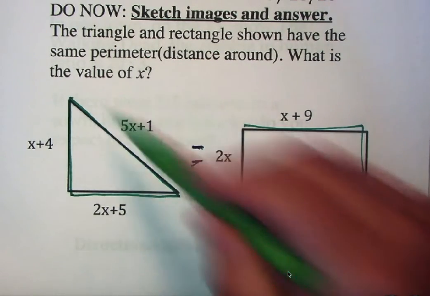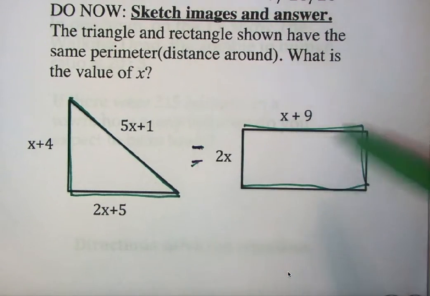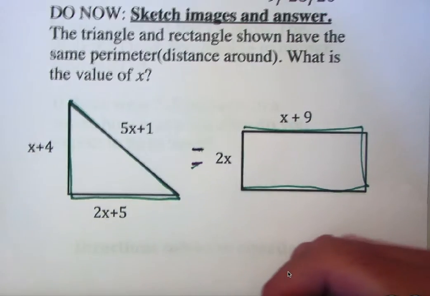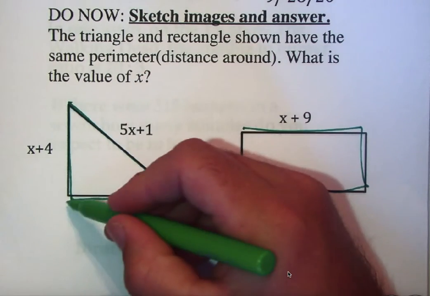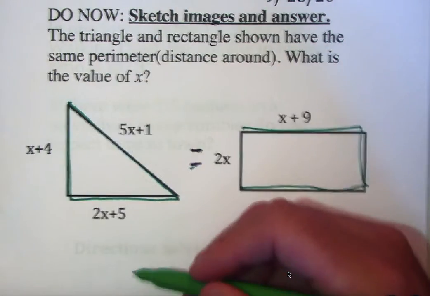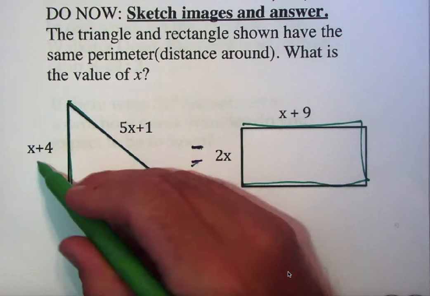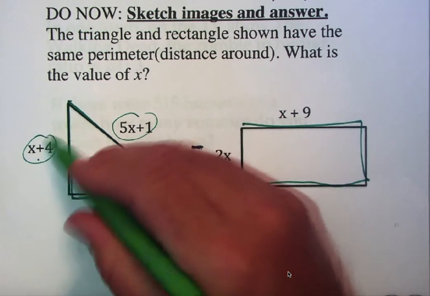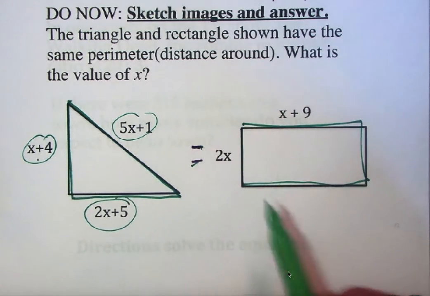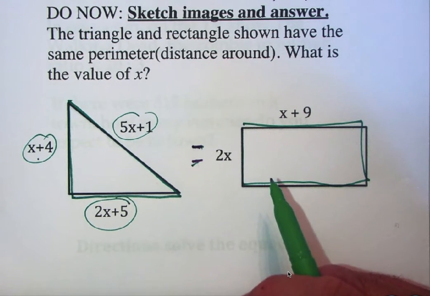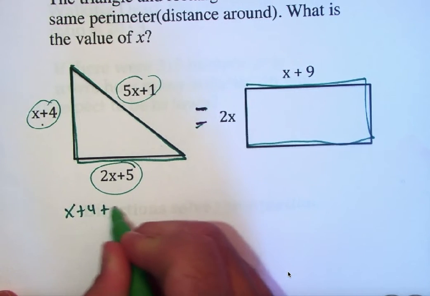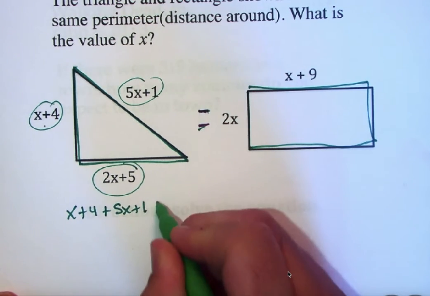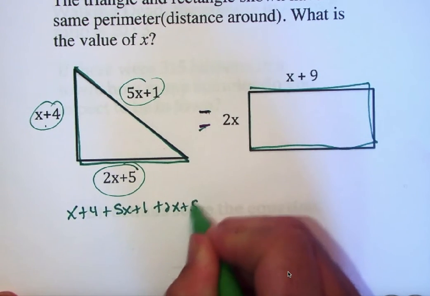Well, we have this distance is equal to this distance. And maybe we could use that to get the answer. Well, what's this distance if we simplify? If we add this plus this plus this? Well, what's x plus 4 plus 5x plus 1 plus 2x? Well, we want to know what x plus 4 plus 5x plus 1 plus 2x plus 5 equals.